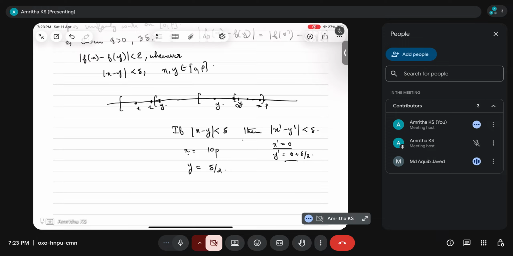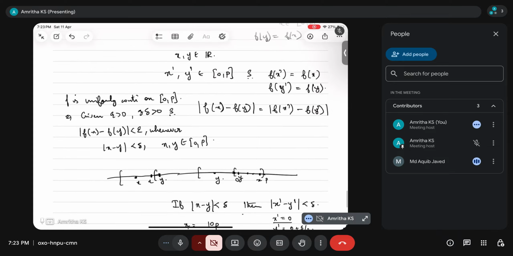Then how? If it is true, then it is done, because, you go there. Yeah, because then we can say that if |x minus y| is less than delta, then |x dash minus y dash| is less than delta, and then |f(x dash) minus f(y dash)| is less than epsilon. Understand? Yeah, yeah.